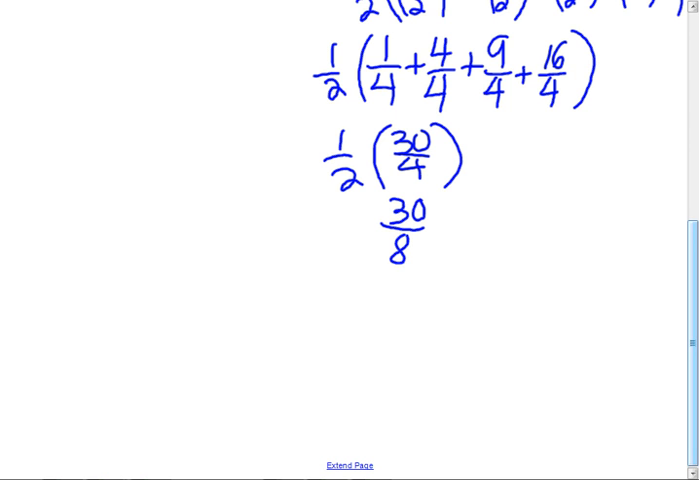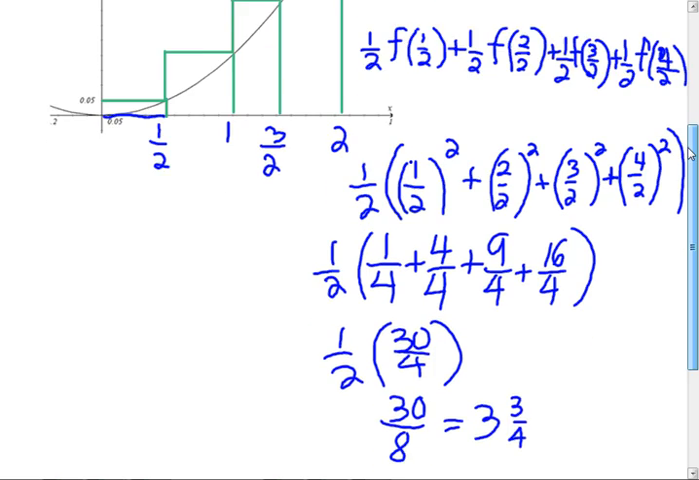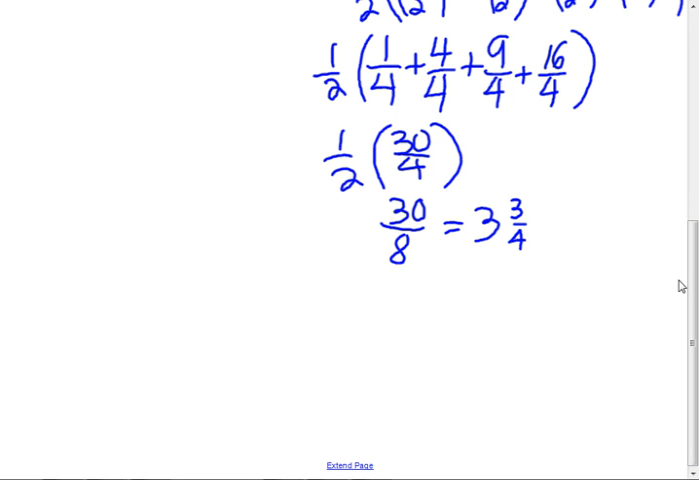And how big is that? That's approximately, well, not approximately, that is, 8 goes into 30 3 times with 6 pieces left over, so it's 3 and 3/4. So it's still too big. And we can actually find out exactly what it is using our calculator if we wanted to. But let's go and do the next problem, and then we'll use our calculator.